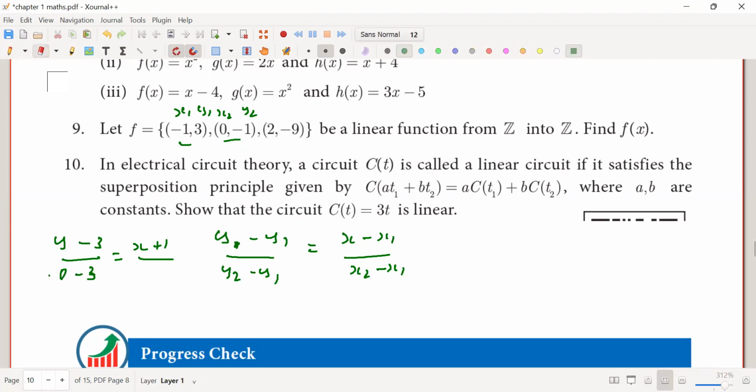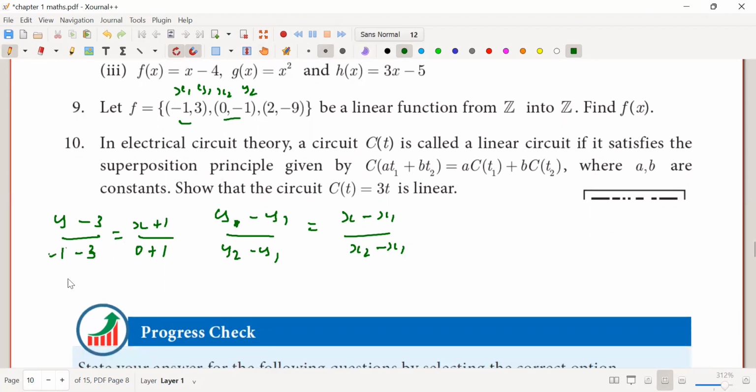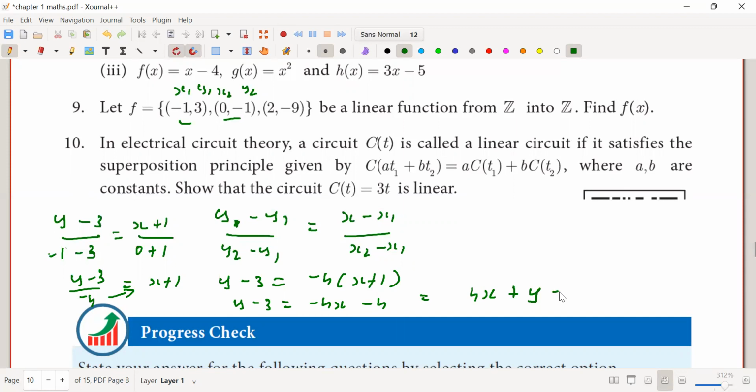Y2 is minus 1, isn't it? Minus 1 minus 3. X2 is 0, minus of minus 1, plus 1. So, y minus 3 divided by minus 4 equal to x plus 1 divided by 1. So, when this minus 4 goes here, y minus 3 equal to minus 4 into x plus 1. Y minus 3 equal to minus 4x minus 4. Minus 4x goes here, minus 4 goes here. So, 4x plus y minus 3 plus 4 becomes plus 1 equal to 0. That is the equation of f of x. Y equal to minus 4x minus 1.